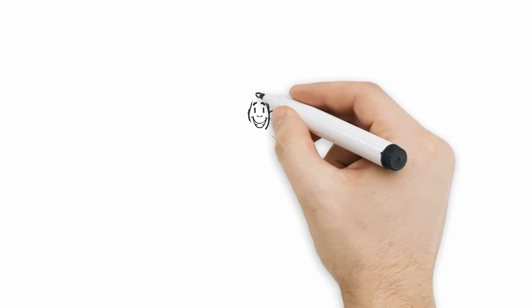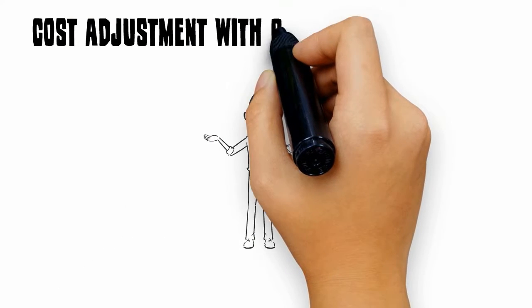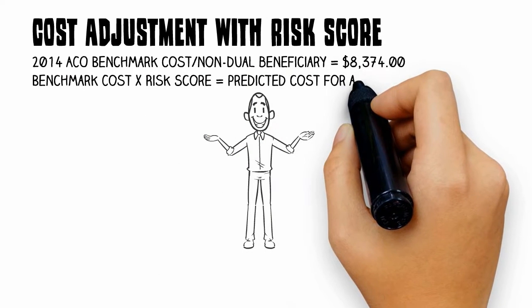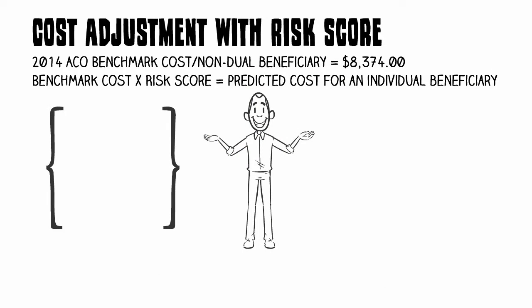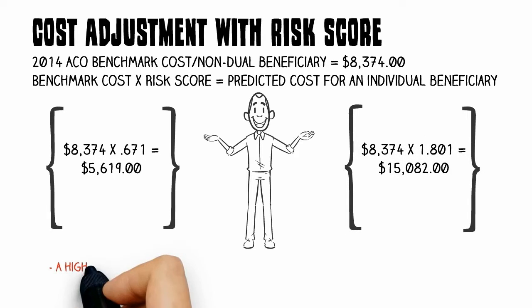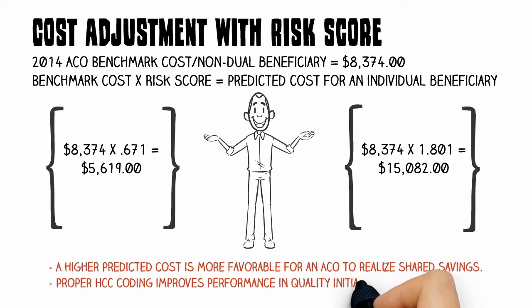So let's do a little math. If our 2014 ACO benchmark cost for a non-dual beneficiary was $8,374 and their risk score was a 0.671, their expected cost for the year would be $5,619. If they had a risk score of 1.801, that cost increases to $15,082. This higher predicted cost makes it much easier for an ACO to realize shared savings.